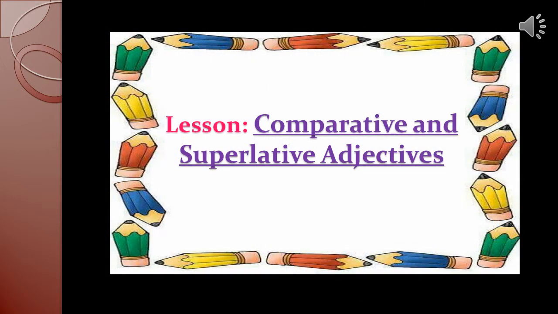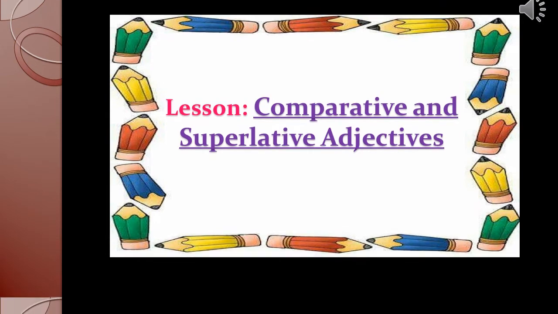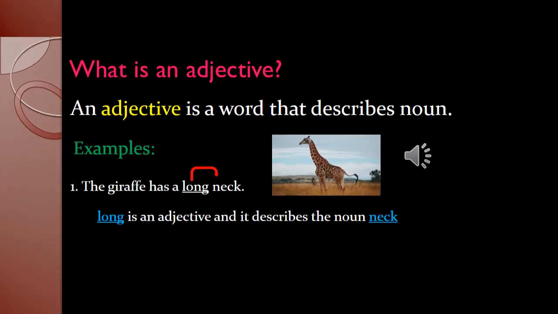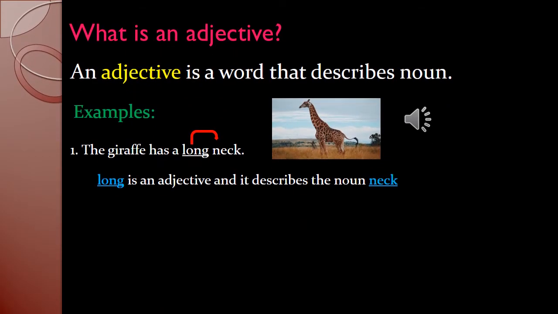Our lesson today, comparative and superlative adjectives. What is an adjective? An adjective is a word that describes a noun. Let's look at 2 examples. Number 1, the giraffe has a long neck. In this sentence, the word long is an adjective and it describes the noun neck.